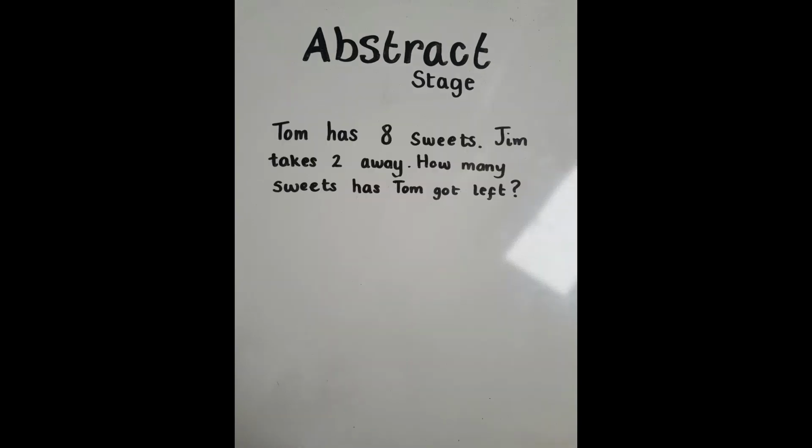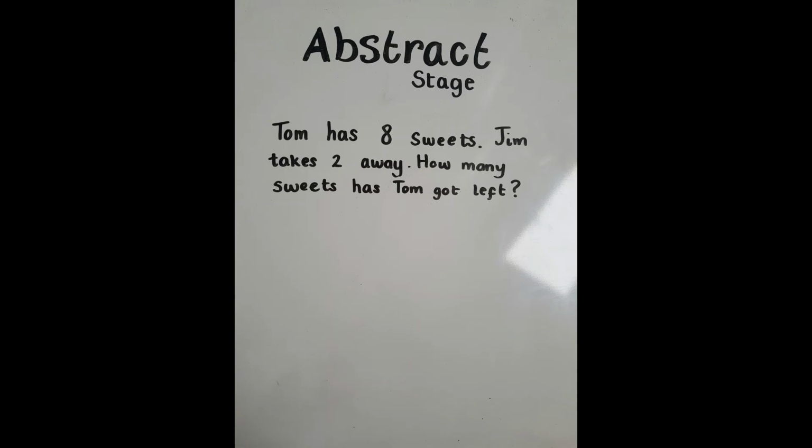Now we move on to the abstract stage, which we can do once we are more confident with the concrete and the pictorial stage. In this abstract stage, we might see a written problem. We have to read the written problem and use our knowledge of concrete and pictorial to work out the problem. But first, we have to select the key pieces of information from the problem. So the problem here is: Tom has 8 sweets, Jim takes away 2. How many sweets has Tom got left?